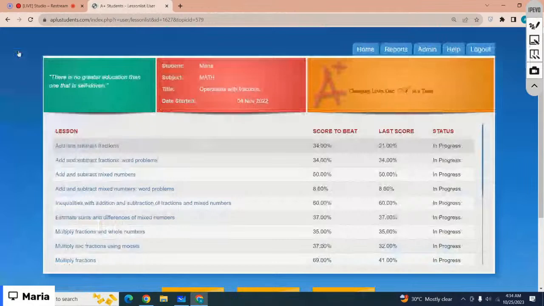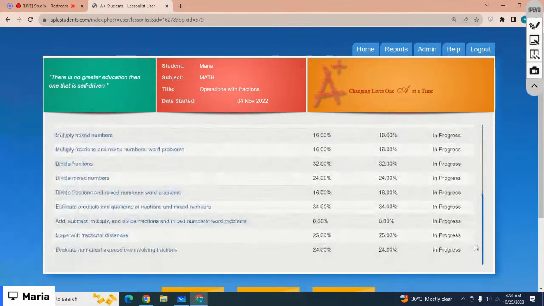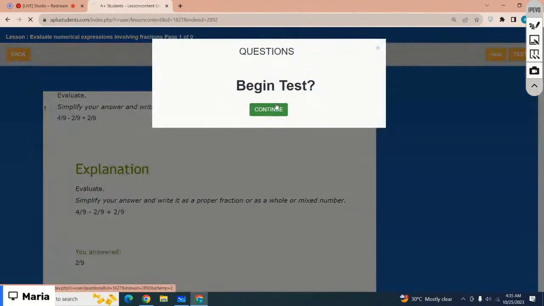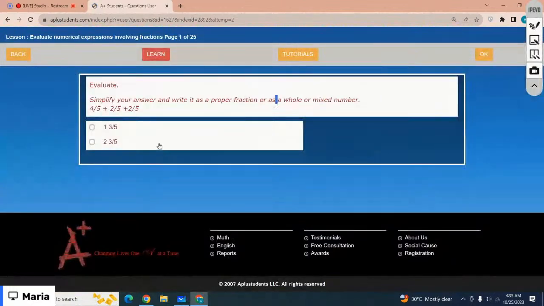The next lesson is evaluate numerical expressions involving fractions. So how do we evaluate numerical expressions that have fractions? Let's start with the first example. Evaluate 4 by 5 plus 2 by 5 plus 2 by 5. So you have to add them. They all have the same denominators.